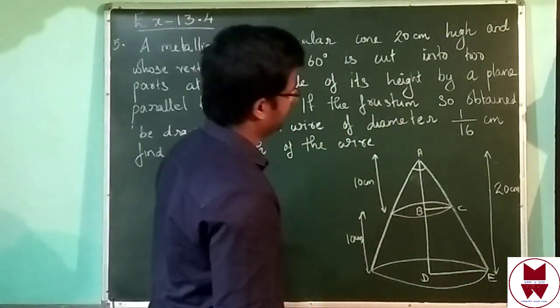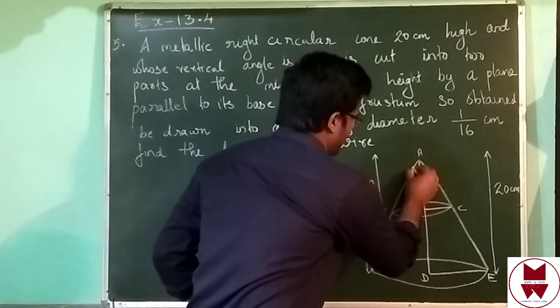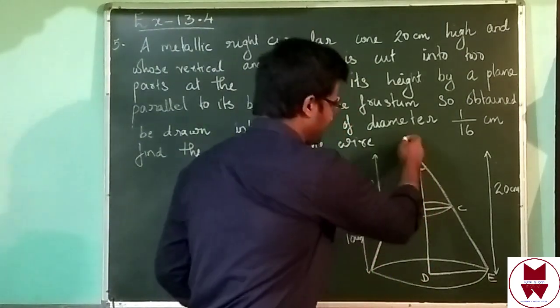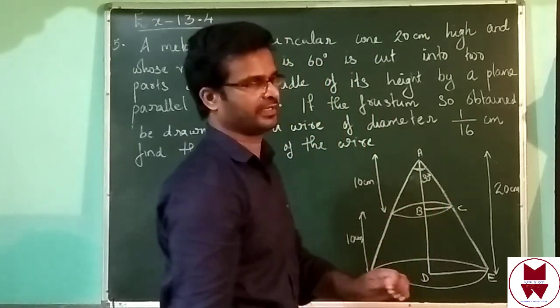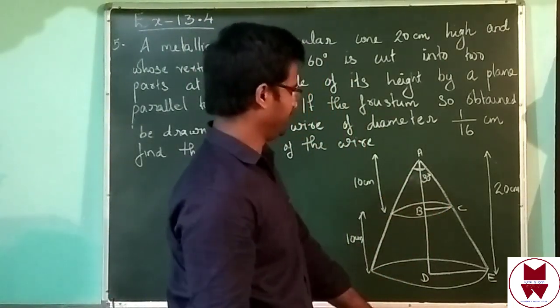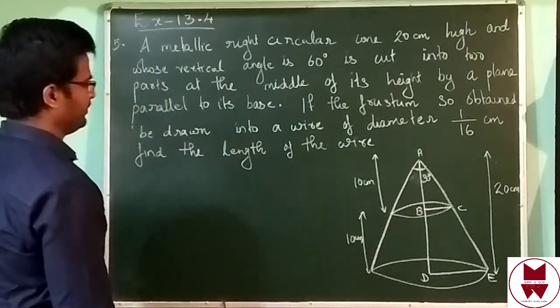Then the total angle is 60 degree. If you cut in the exact middle, this angle will be 30 degree. We can write that will be 30 degree.